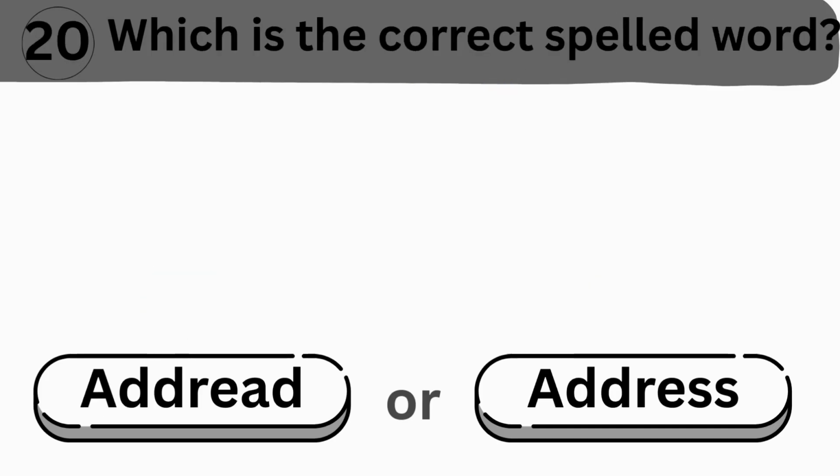Which is the correctly spelled word? The answer is address.